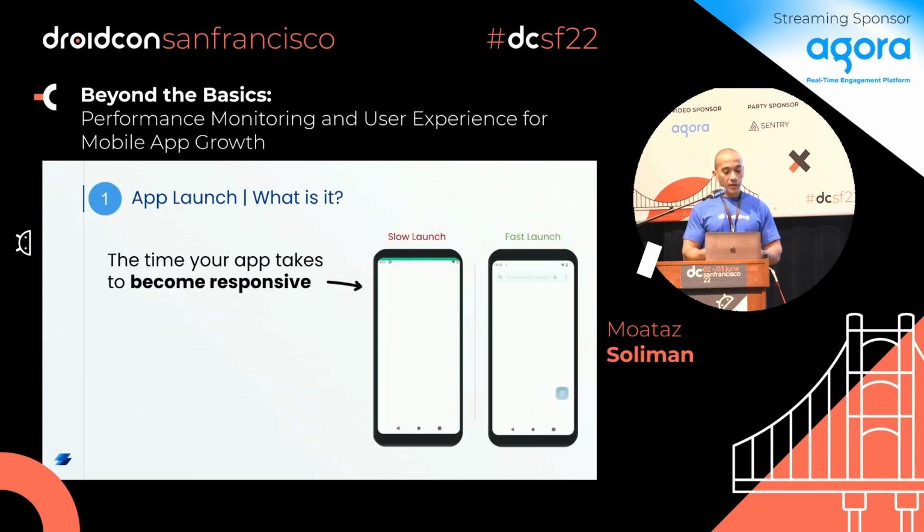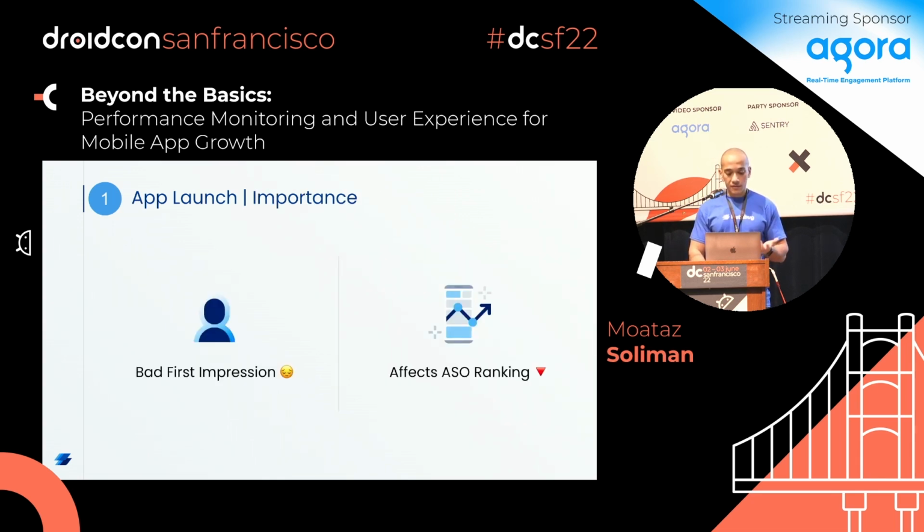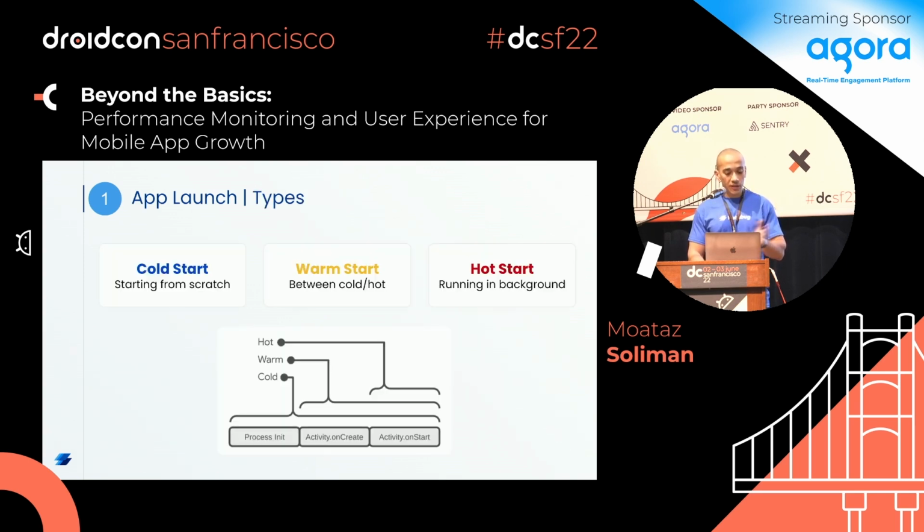Very quickly, the way that you define app launch is that it is the time that it takes for your app to start to become responsive. It is definitely very important because it is the first impression that customers take about the app, and it heavily impacts the App Store search optimization. And the way that we classify this is that we classify the app launch into 3 different types. There is the cold app launch, the warm app launch, and the hot app launch.